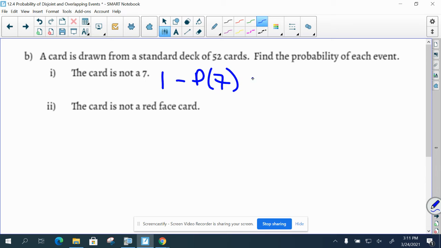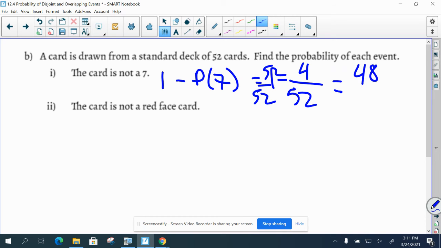Well, 4. So I'm doing 1 minus 4 out of 52, which is 52 out of 52 minus 4 out of 52. So we get 48 out of 52, which is 12 over 13 if you simplify. Or you could just do 12 over 13 because there's 1 per suit, then that would be 12 out of 13.